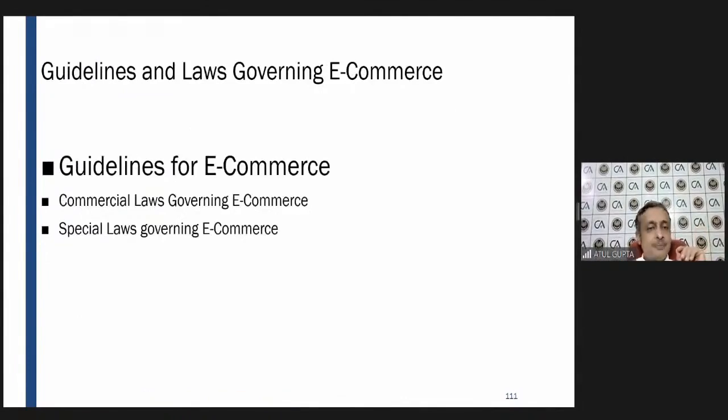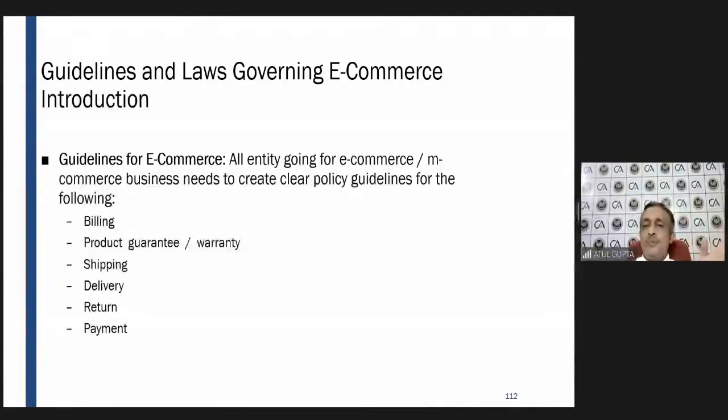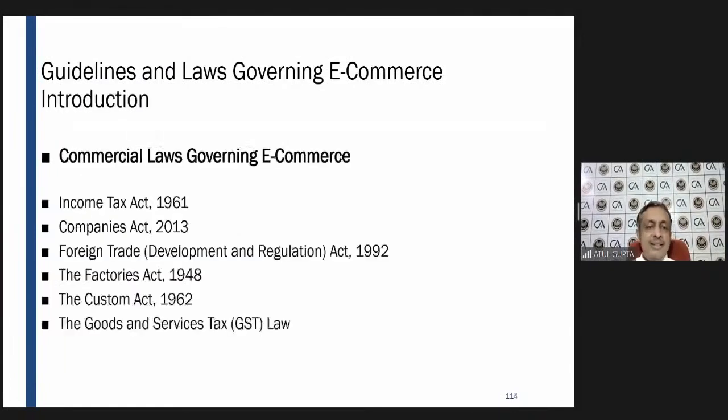Guidelines for e-commerce, commercial laws, special laws. Okay, let us go ahead. So e-commerce guideline: the company needs to create billing, guarantee, warranty, shipping, delivery, return, and refund guidelines. So all these guidelines have to be there. And these are the commercial laws. They're all relevant for all e-commerce merchants, buyers, sellers. Just an update: for B2B, online merchants now allow you to create a separate business account so that you can directly get online GST credits.